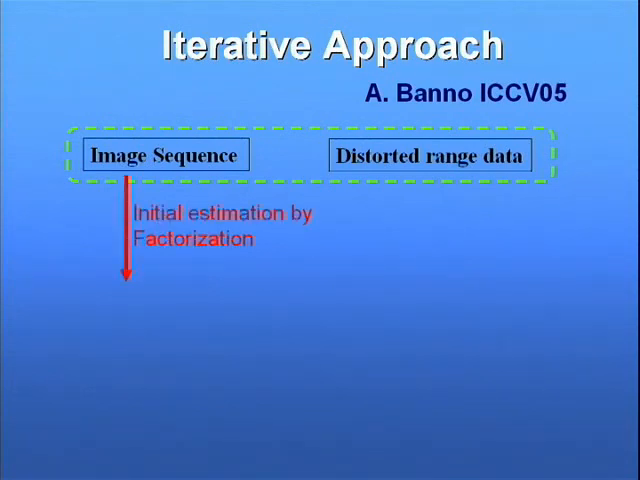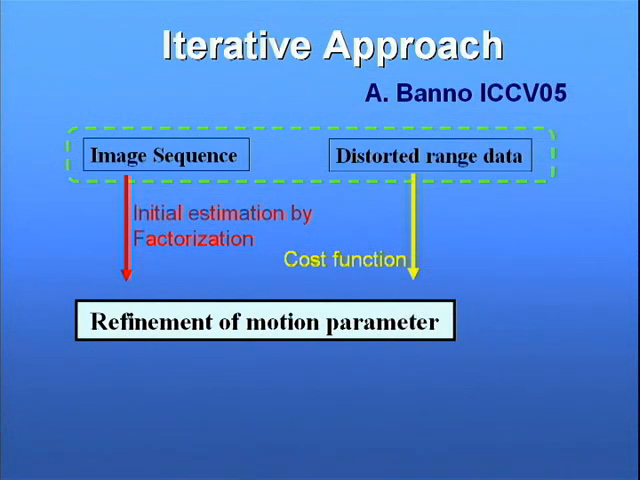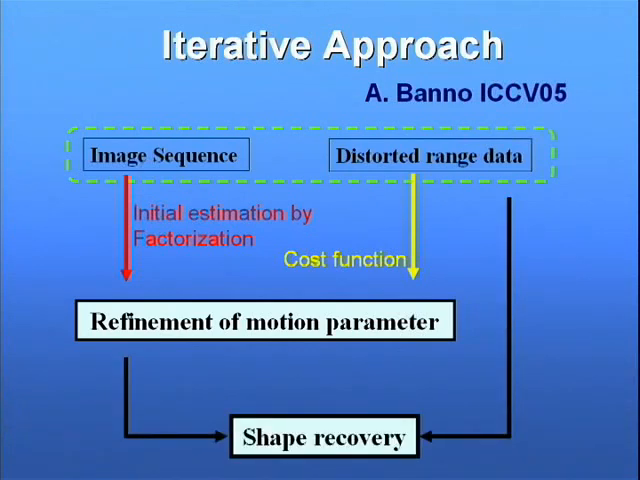However, for this minimization, we need a good initial solution, an initial estimation. The initial solution can be obtained by using the factorization result that provides you the motion of the sensors. So by using this initialization, we can refine the motion parameters by using the cost function given by these three constraints. And once we obtain precise motion parameters, by using this motion, we can recover shape.